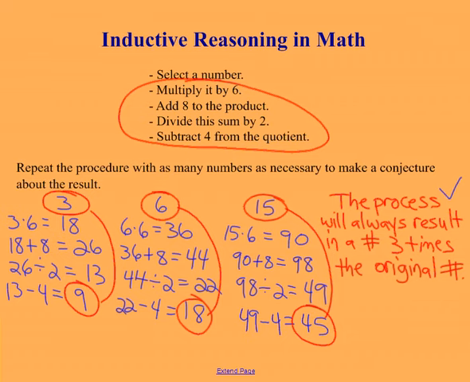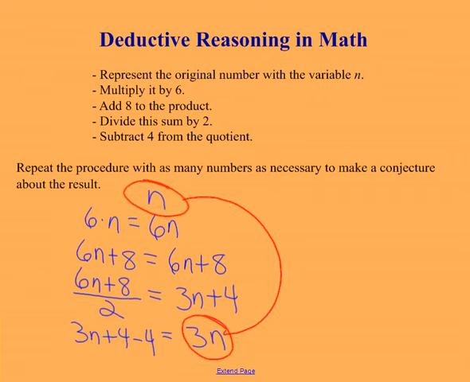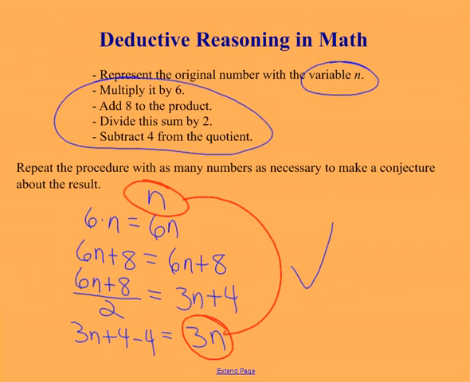However, when we use deductive reasoning, and the fact that a variable can stand for any number in algebra, we apply the same process, and now, having done just this one problem with algebra, we actually have tried every number possible. And we see that the conjecture is actually true. If you take any number and apply this process, you will end up with a number that is 3 times the original number.